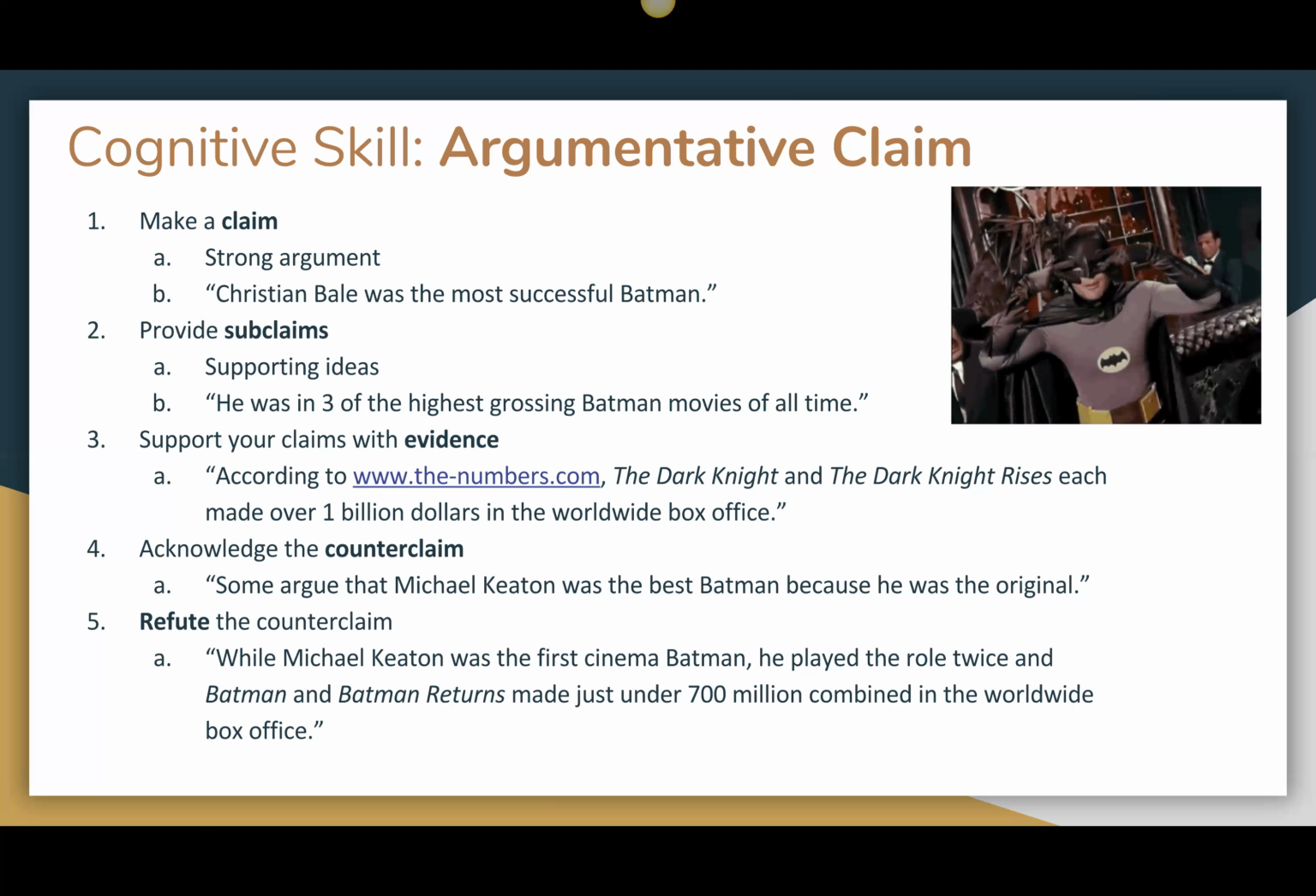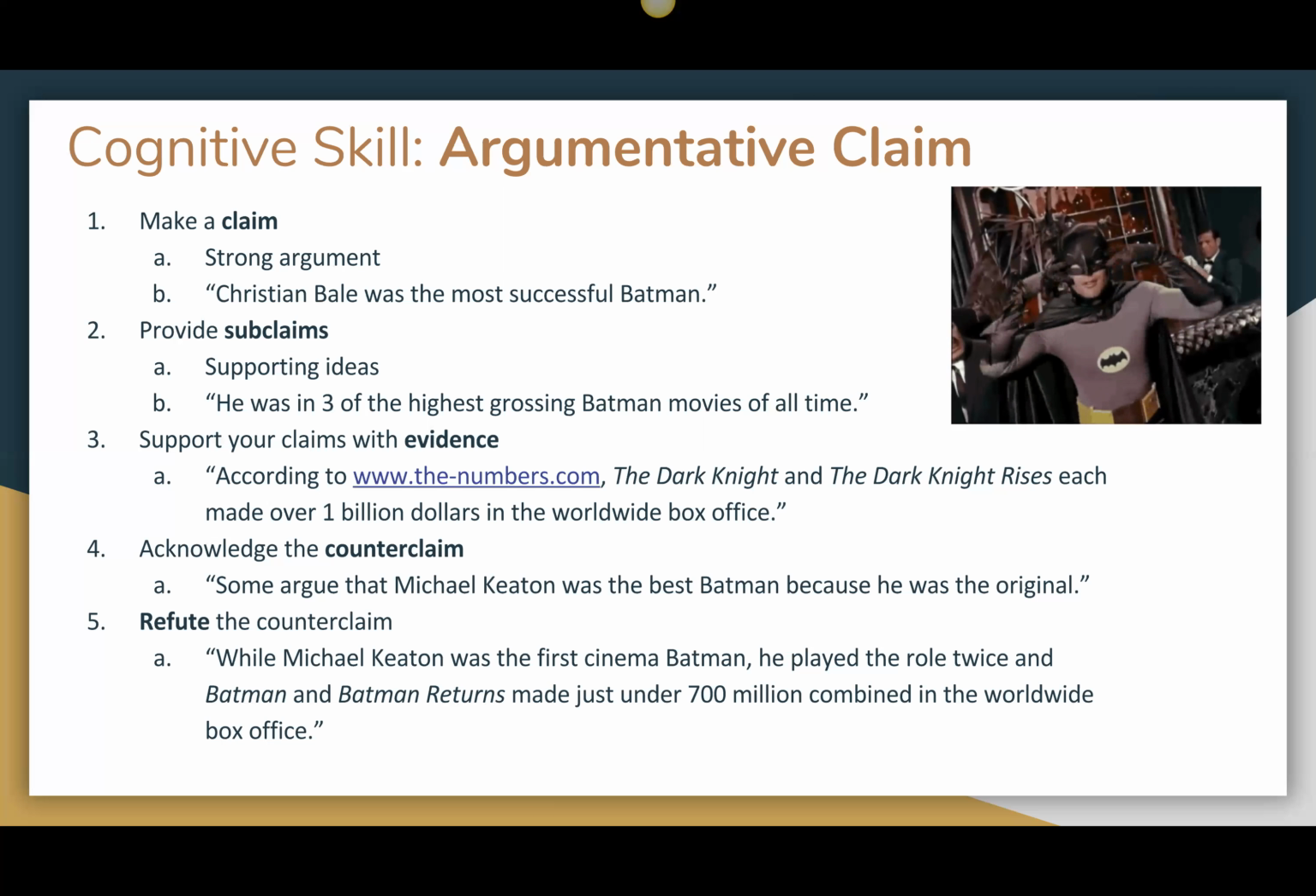Then you support your claims with evidence. So real statistics, data, numbers, quotes. So my evidence would be, according to thenumbers.com, The Dark Knight and The Dark Knight Rises each made over $1 billion in the worldwide box office. Then you want to acknowledge the counterclaim. The counterclaim is what the other side of the argument might be, what other people might say. So I would address that by saying some might argue that Michael Keaton was the best Batman because he was the original. And then I want to refute the counterclaim.